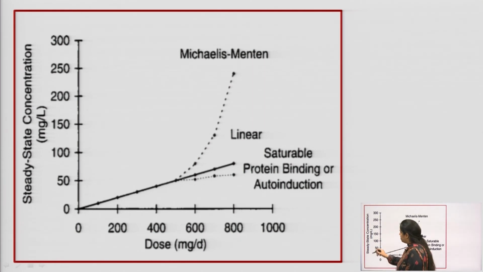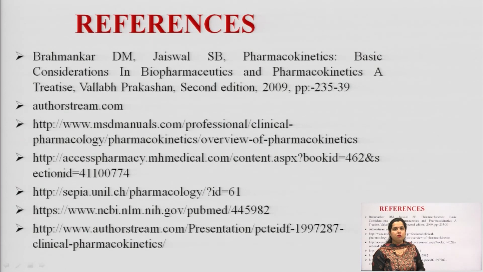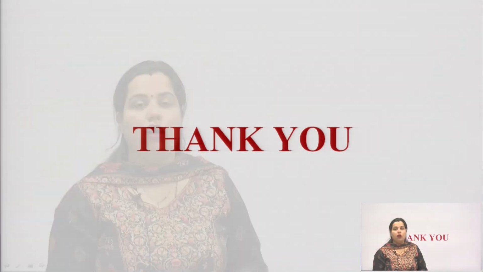This graph represents the steady state concentration in microgram per liter, and this is the profile of a drug with saturable protein binding or autoinduction. Basically, protein binding will occur after plasma concentration in the distribution phase. So, this graph represents the linear kinetics of a drug, and the deviation can be calculated through the Michaelis-Menten equation. So, these are the references from which I have prepared the data.